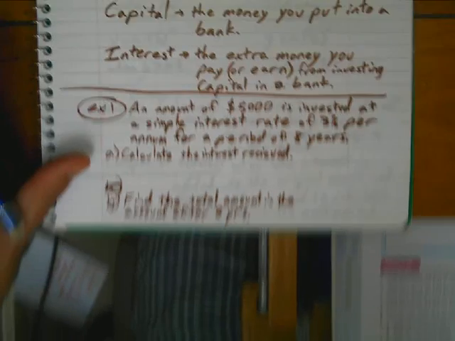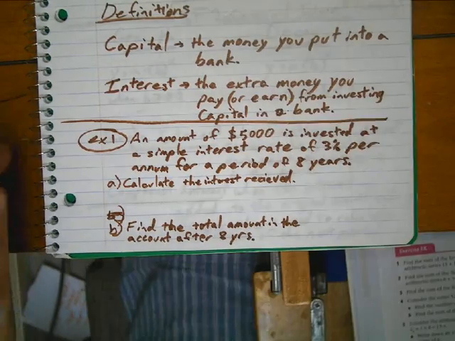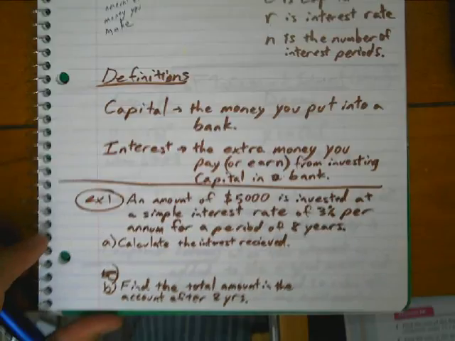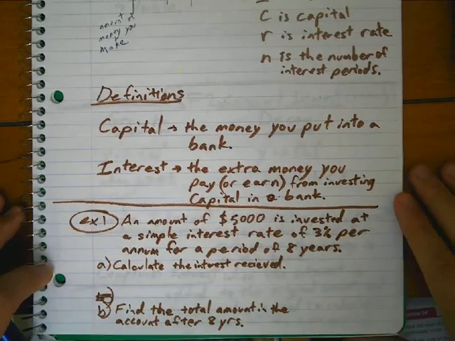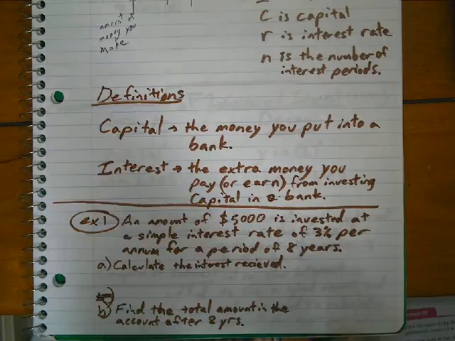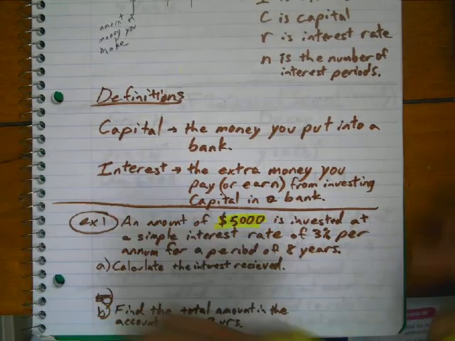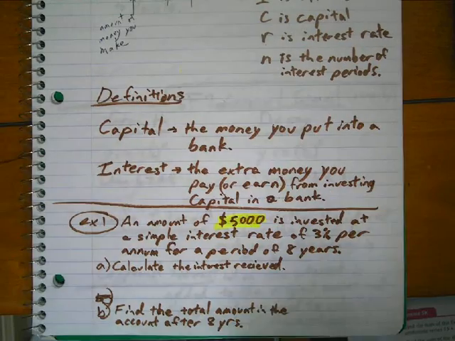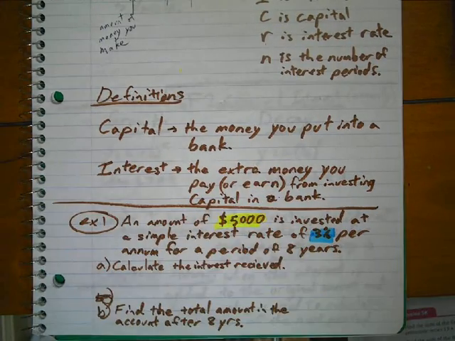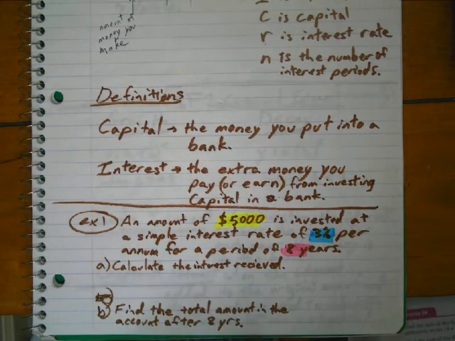Okay, so the amount of $5,000 is invested at a rate of 3% for 8 years. Okay, calculate the interest you're going to get.